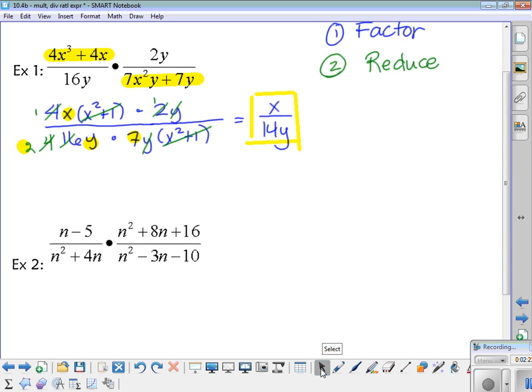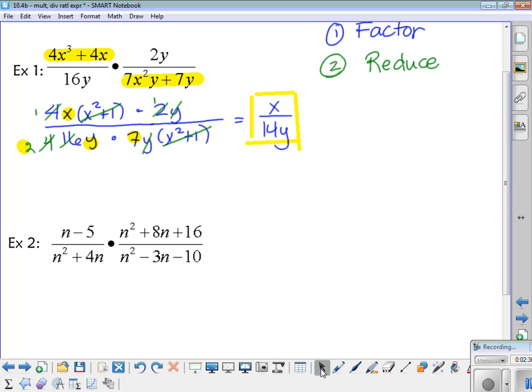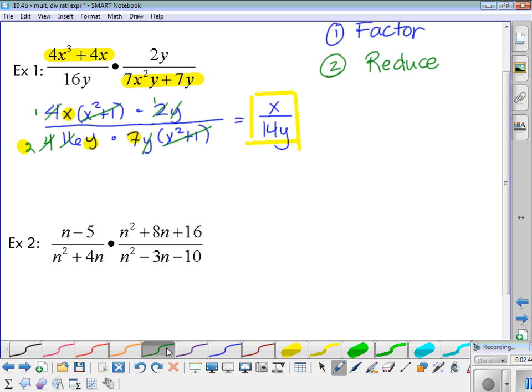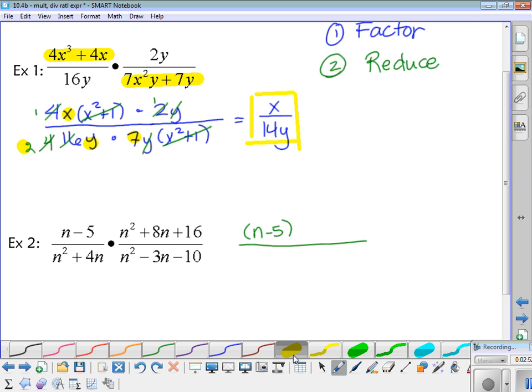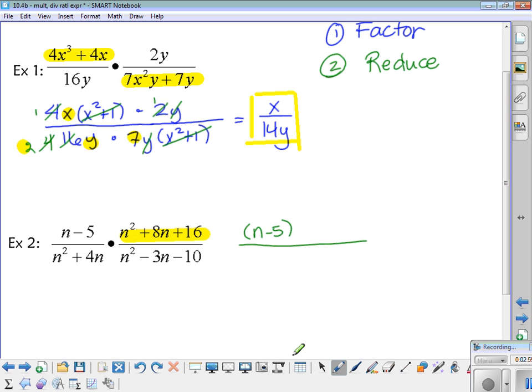Okay, so now I've got n minus 5 over n squared plus 4n times n squared plus 8n plus 16 over n squared minus 3n minus 10. So it looks like a lot, but you guys already know how to do all this factoring, so even though it takes up a lot of space on your paper, it's really not a hard problem for you guys. All right, so the n minus 5, nothing's going to happen there. What about my n squared plus 8n plus 16? Do I have a volunteer to factor that one? Matthew? N plus 4 and n plus 4.